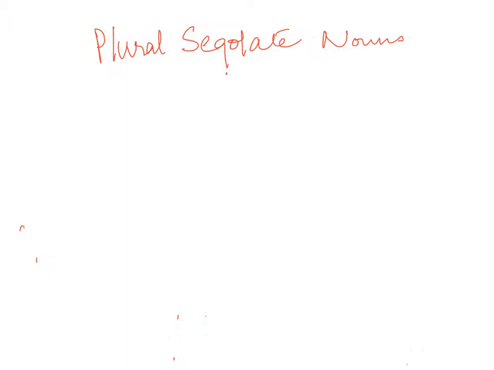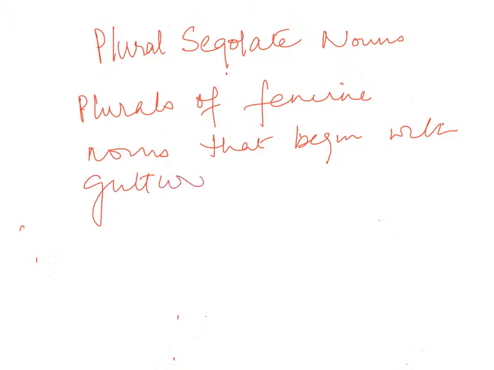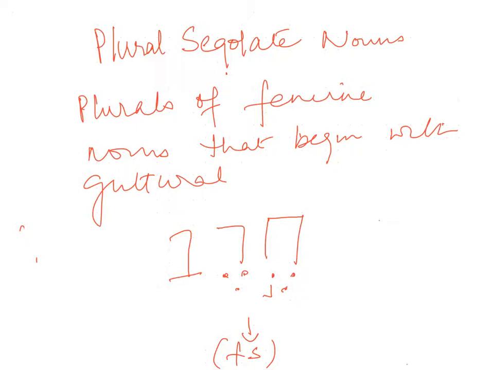Okay, what about plurals of feminine nouns that begin with gutturals? I have a word called kerev. Kerev is a feminine segolate noun in the singular. Now I'm going to make it plural. To make it plural, I will add the ot ending to it.